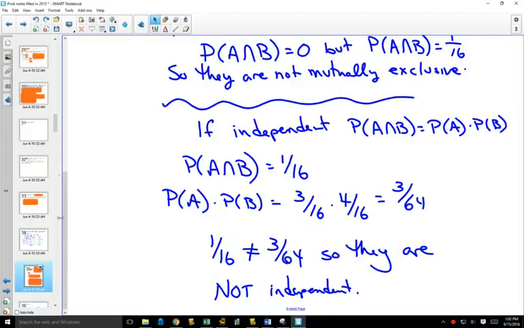Now, we figured out in part A that the probability of A and B was 1/16. And now that we've done our sample space, for the probability of A, the red circles happened 3 out of 16 times. The purple circles happened 4 out of 16 times. And when we multiply those together and simplify, we get 3 out of 64. Is 3 out of 64 the same fraction as 1 out of 16? It isn't. So then we would say no, they're not independent.